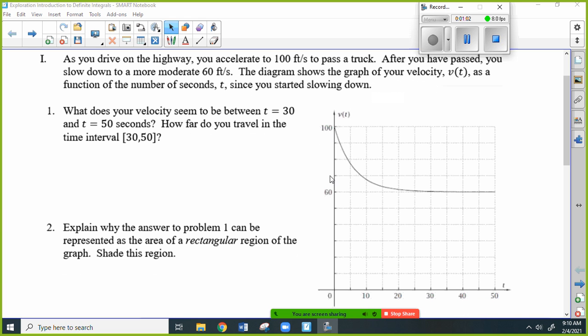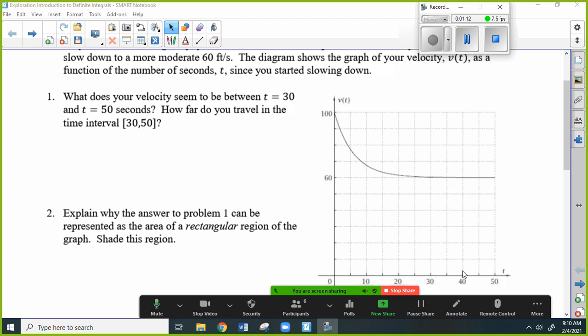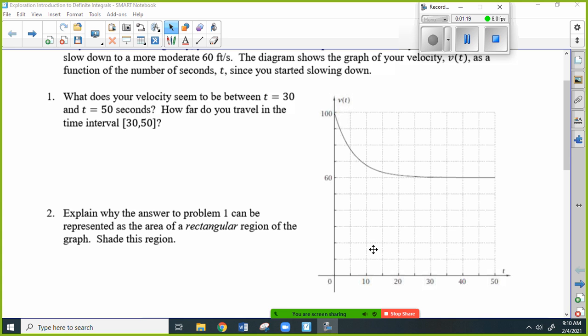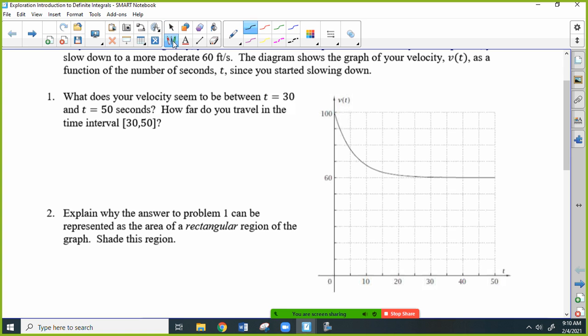So you do need to make sure that you understand the graph, okay? So velocity, that's up the side, right? That's your y-axis. Time, right? Your number of seconds since you started slowing down, that's your x-axis, okay? And you definitely want to make sure that you understand the scale of your graph, okay? So if 60 is up here and 100's there, we got to figure out how are we counting? What is every single block worth, right?